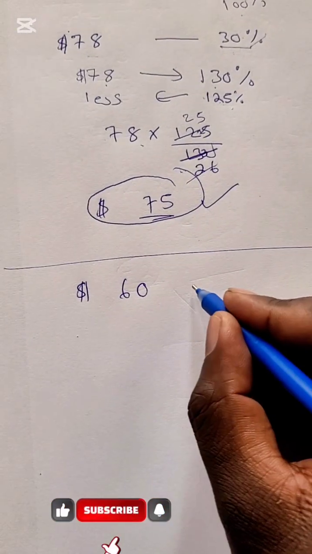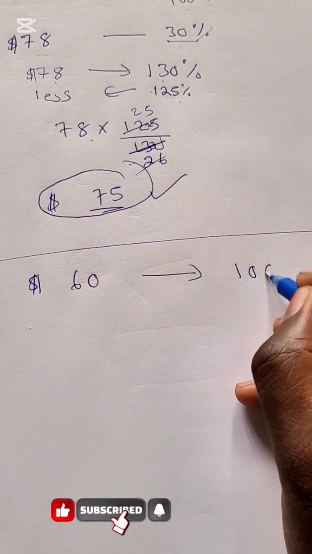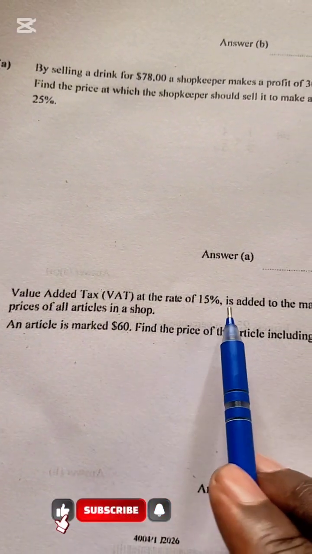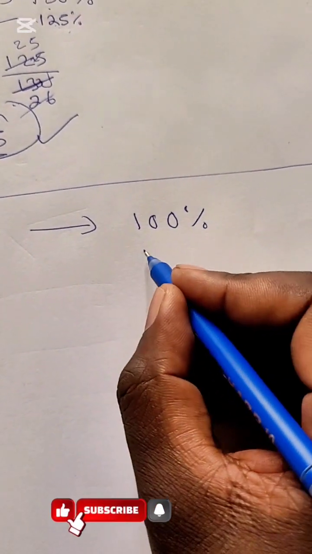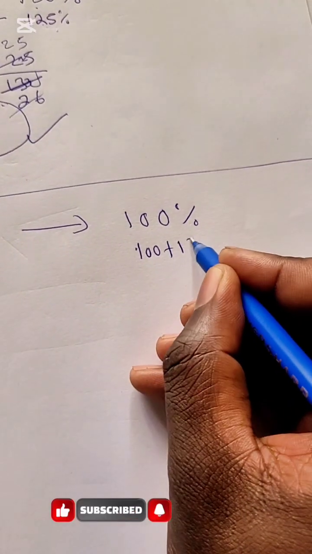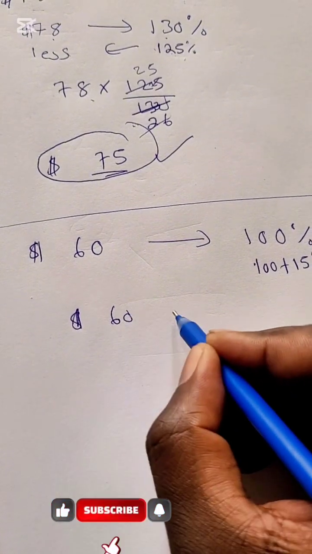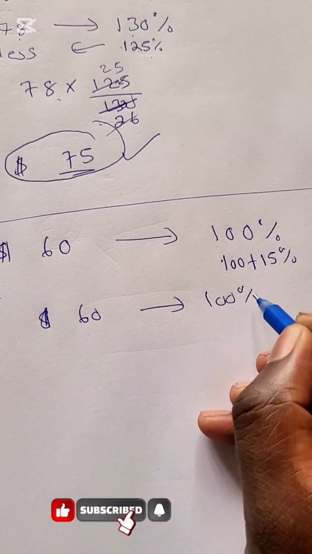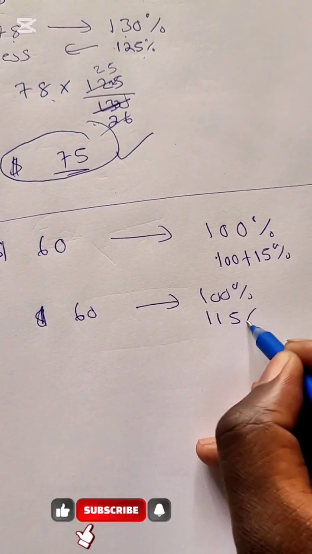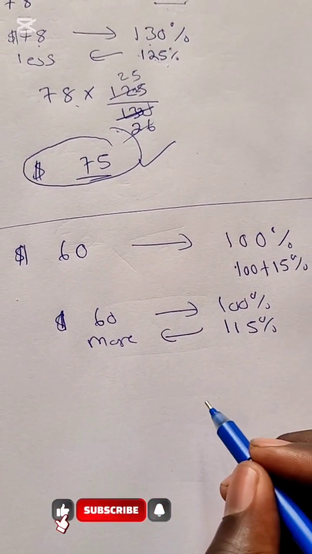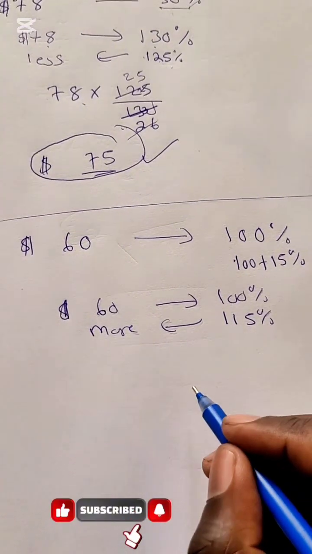So the article it was marked $60. Okay. So $60, it is a result of what? It is 100%. This is the original price. Okay. So we want to include the VAT. We are given that VAT is what? 15%. So we are going to add 100 plus what? 15 what? Percent. So we are saying $60 is 100%. 115. So are we going to get more or less here? We're going to get what? We're going to get more. Okay. Are we together?